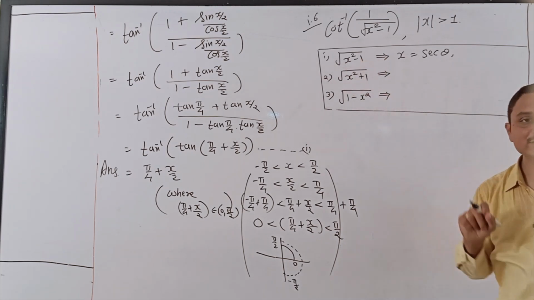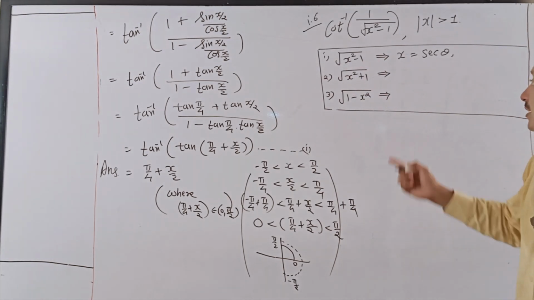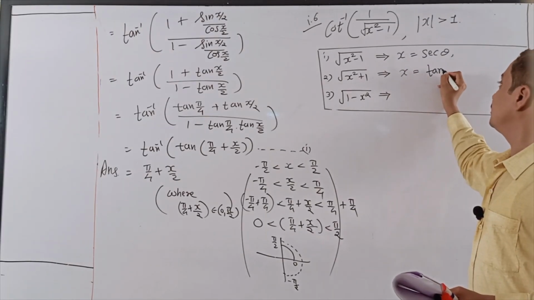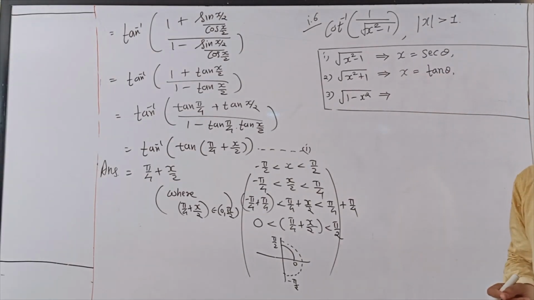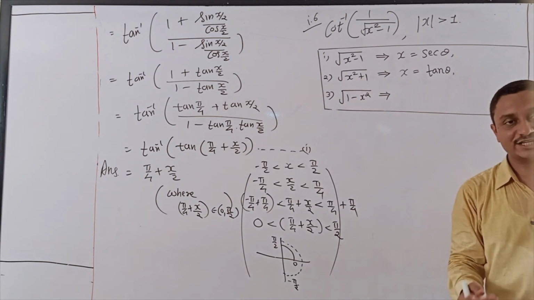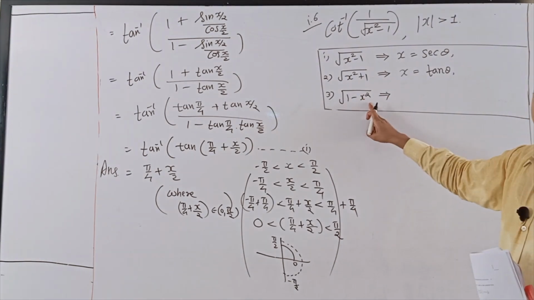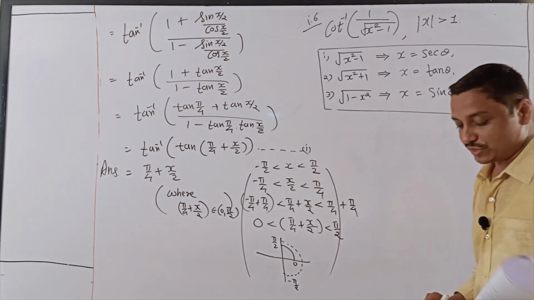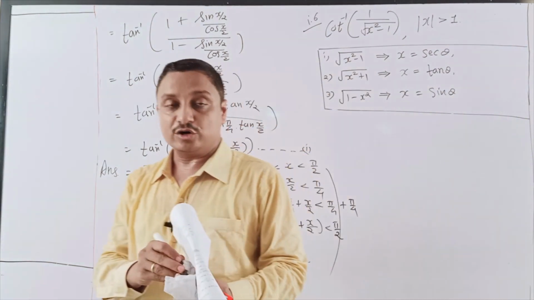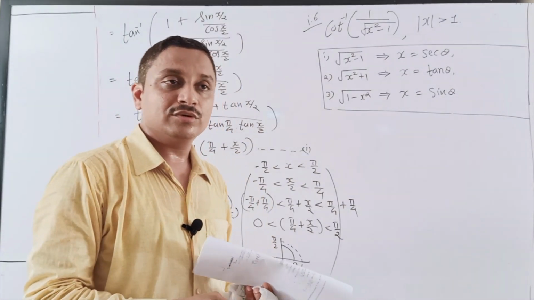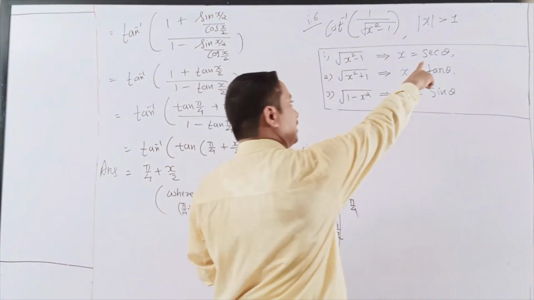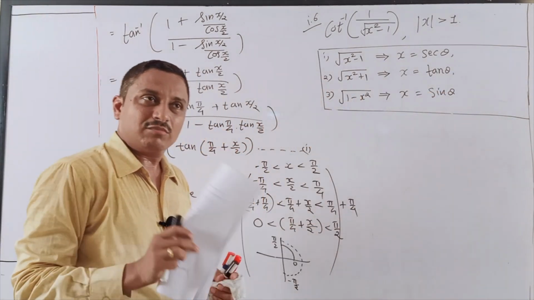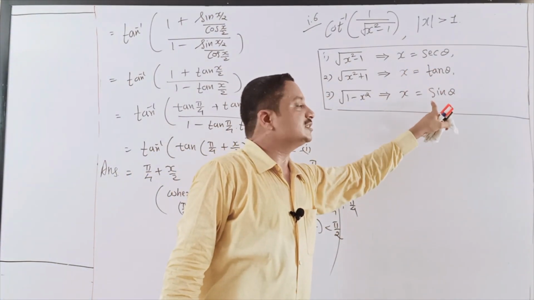Sec square theta minus 1 is tan square theta, known to you. Next, if you have a variable plus a constant, assume tan theta. Why? Because 1 plus tan square is the sec square identity. And for a constant minus a variable, assume sin theta, because 1 minus sin square is cos square, and the under root is easily removed. Students, different values are also available, like cosec, here cot and here cos, but most probably we utilize this one.